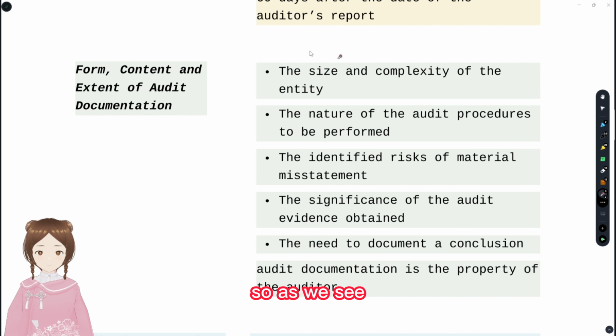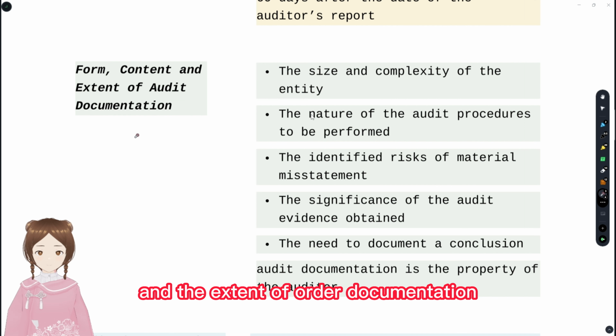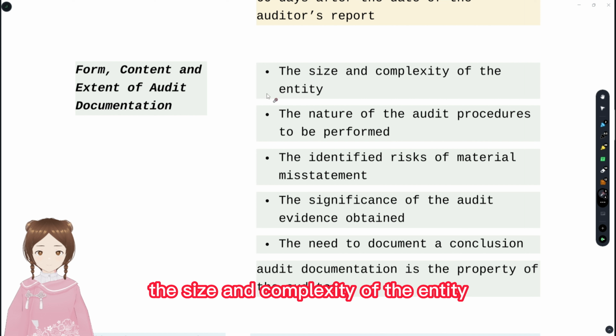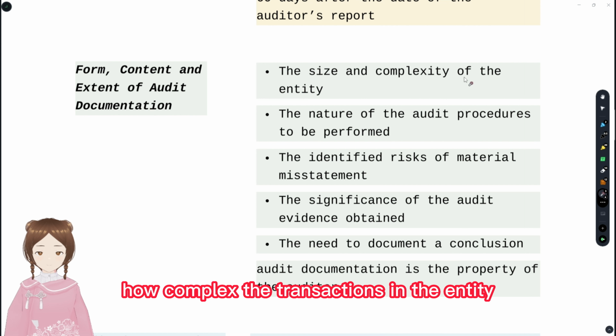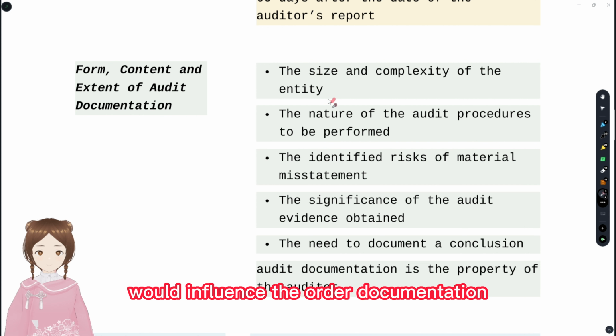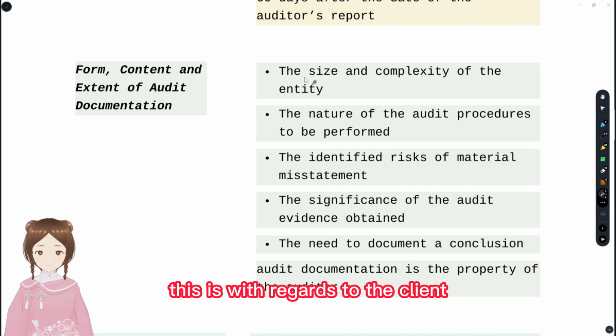First we'll see what are the things that influence the form, content, and extent of audit documentation. The size and complexity of the entity, how big the entity was, or how complex the transactions in the entity were, influences the audit documentation. The nature of the audit procedures performed. These also we have discussed. This is with regards to the client and the auditor before the audit.